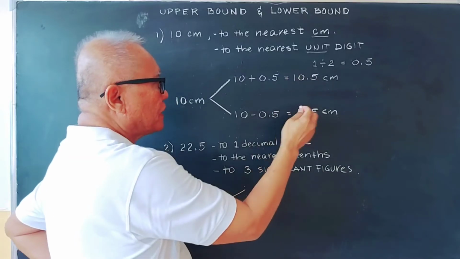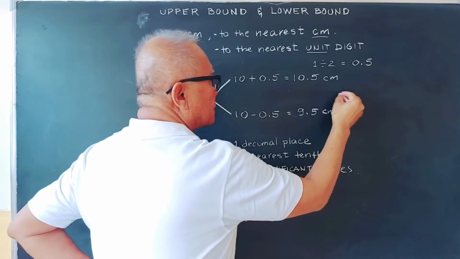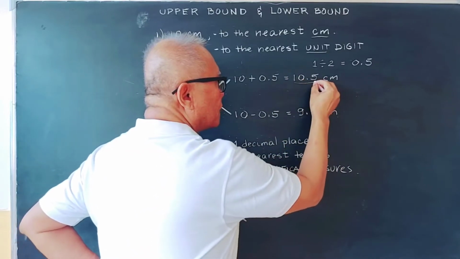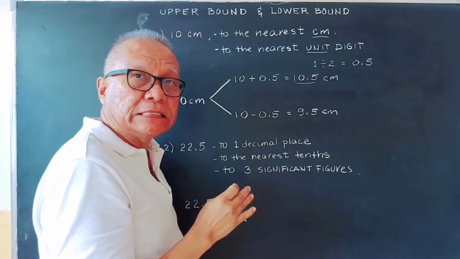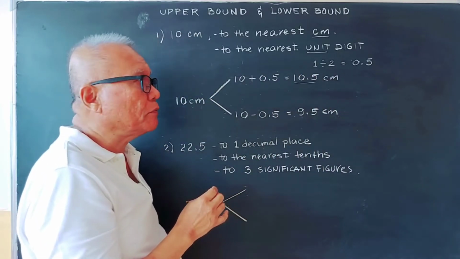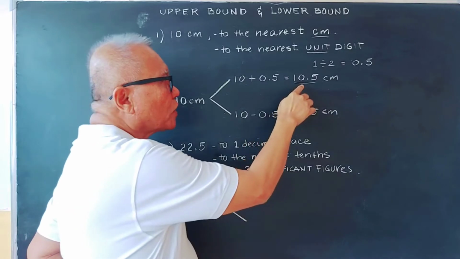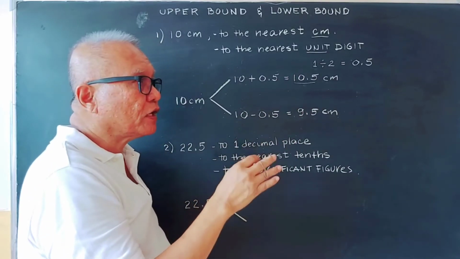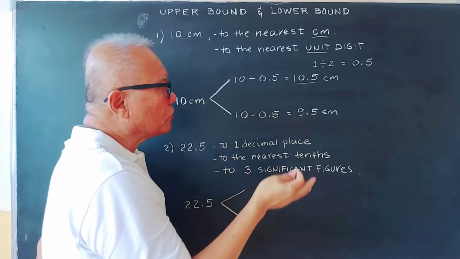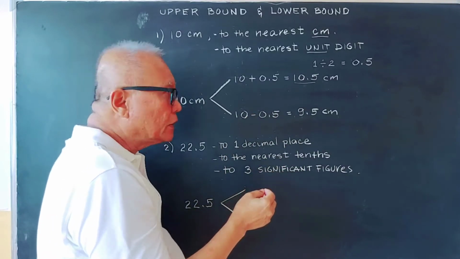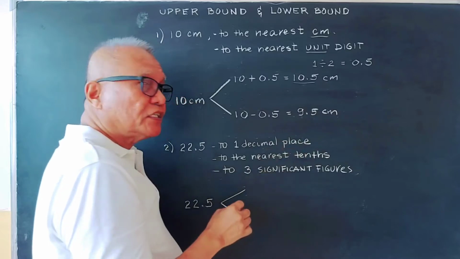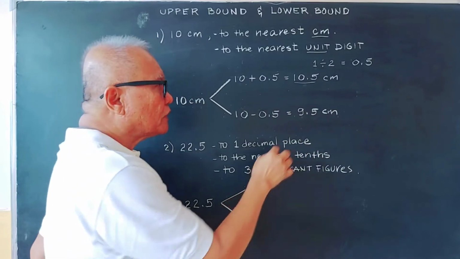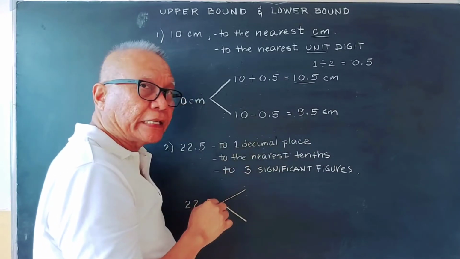What do you mean by this measurement? It means that the maximum is 10.5 but the 10.5 is not included in the actual measurement, because if we are going to round off this one, it will become 11. So 10.5 is just for computation but not included. But the 9.5 is included because if we are going to round off the 9.5, we will get 10.